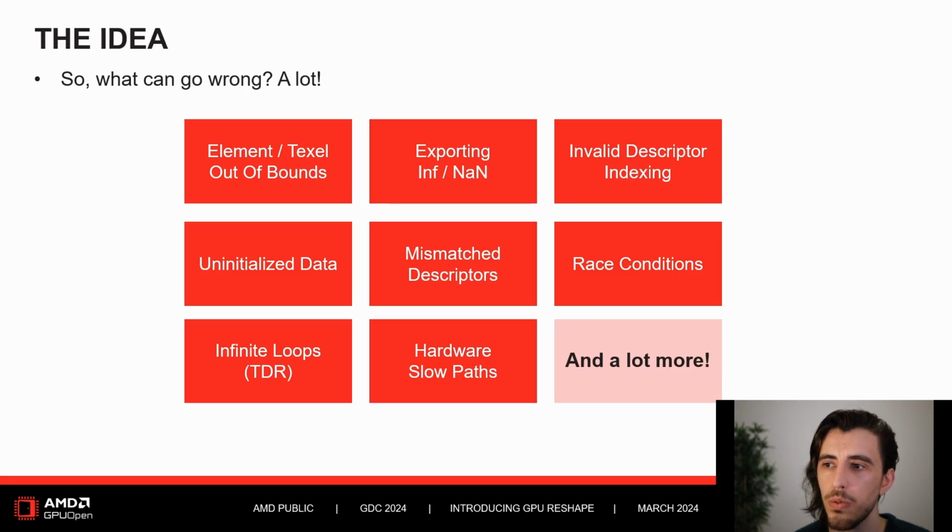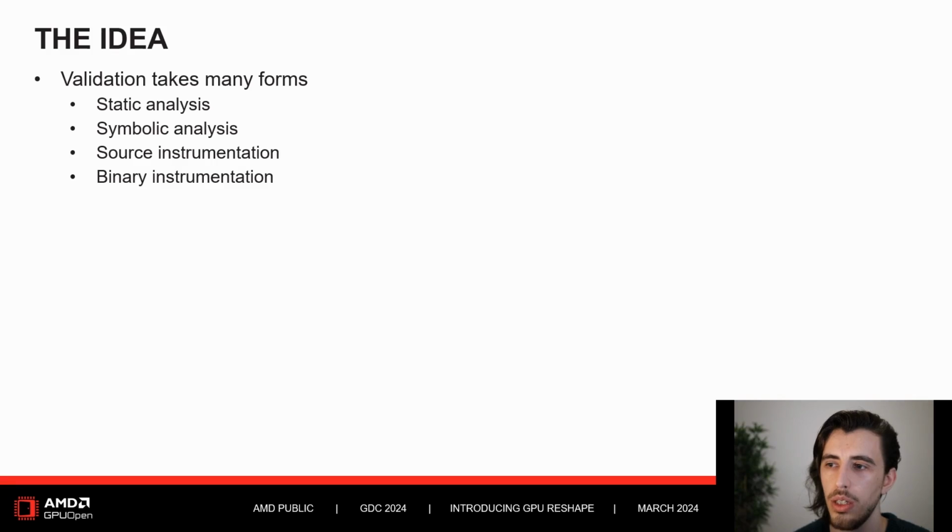So continuing the idea, we need to figure out what can go wrong, and the answer is a lot, really. Descriptors can be bad, we can have infinite loops, we can have NaNs being propagated, the data can be uninitialized, we can have race conditions, etc. And we're all rather used to fighting them. To begin validating, we need to figure out what forms of validation we have. And there's quite a few of them.